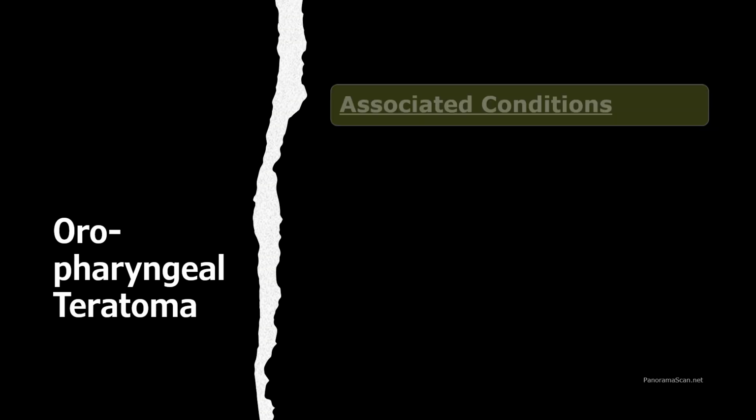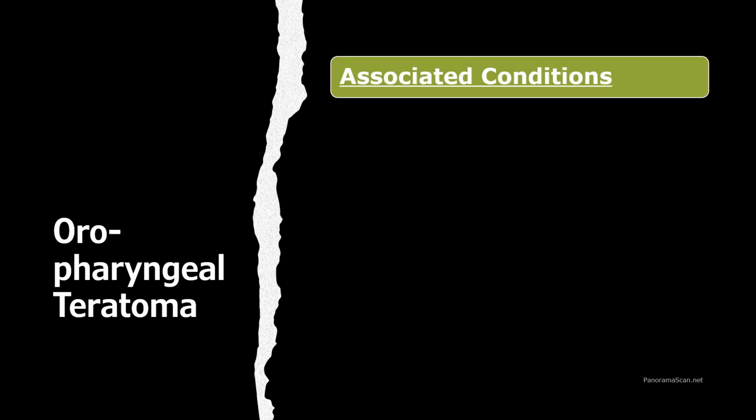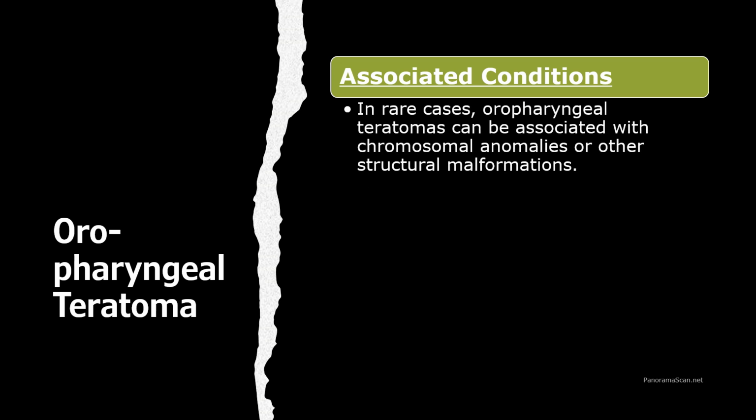Let's discuss the associated conditions, management, and prognosis for oropharyngeal teratomas. Starting with associated conditions, in rare cases, oropharyngeal teratomas may be linked to a chromosomal abnormality or other structural malformations. These associations highlight the importance of comprehensive evaluation when a teratoma is detected, as identifying additional abnormalities may influence both prognosis and management strategies.